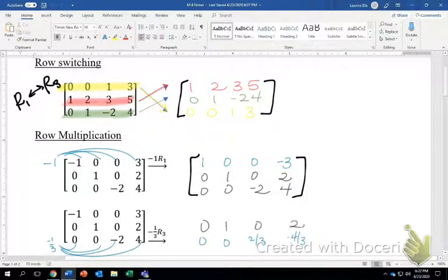I'll carry all of my other numbers, and then I will not really box in my answer, but I will put my brackets around my matrix so that I know I am done. And so this becomes my answer.